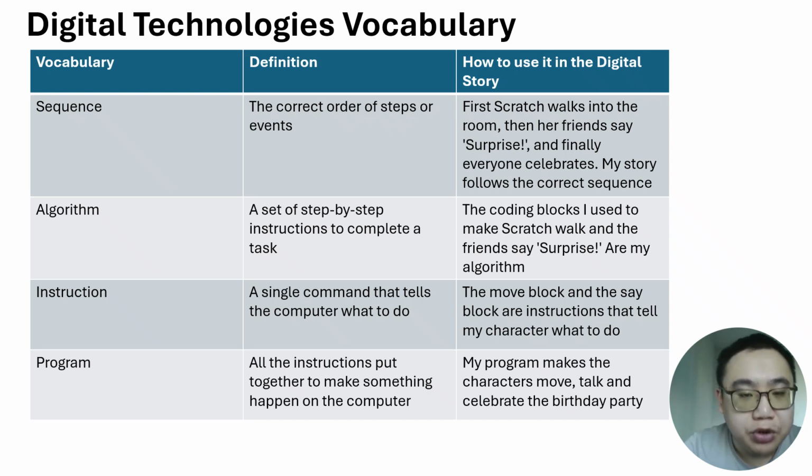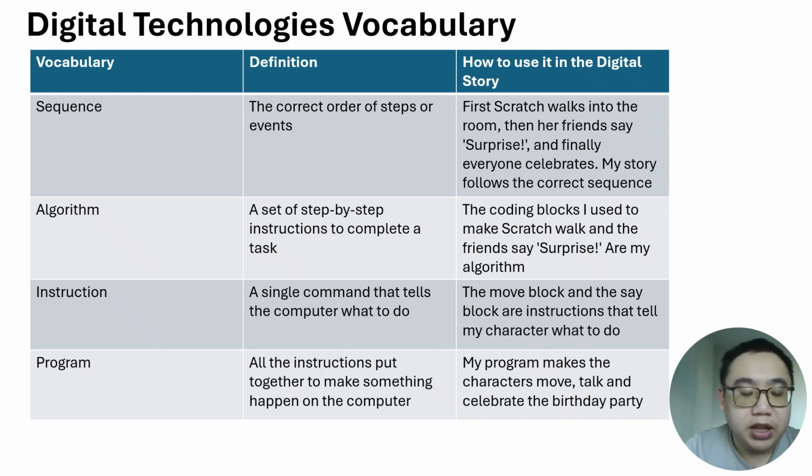The next one is algorithm. It means a set of step-by-step instructions to complete a task, like the coding instructions you will become more familiar with when you use the Scratch program. How we use it: the coding blocks I used to make Scratch walk in and the friend say surprise are my algorithm. The next one is instruction. I believe everyone already knows, but just in case, it means a single command that tells the computer what to do. How we use it: the move block and the set blocks are instructions that tell my character what to do.